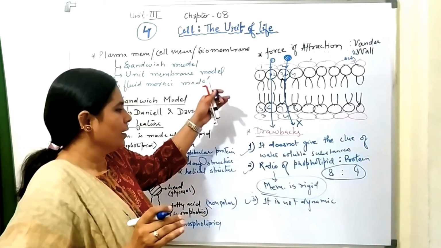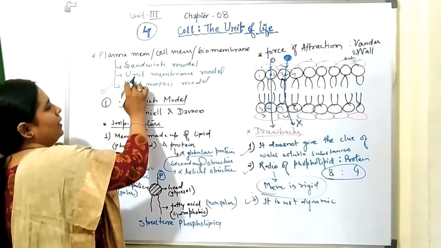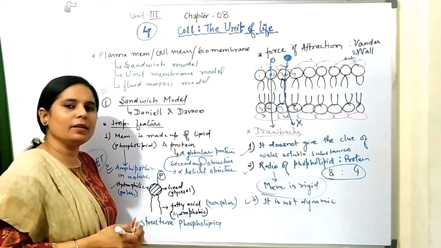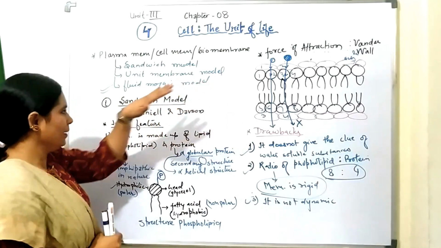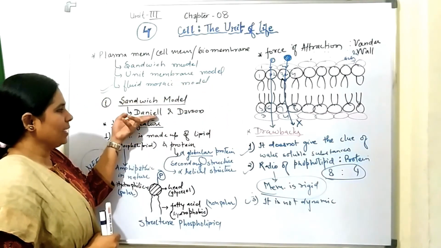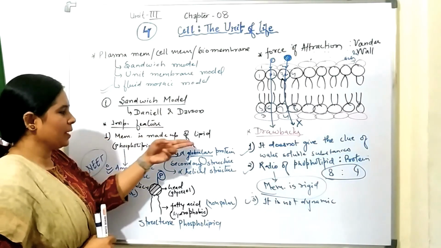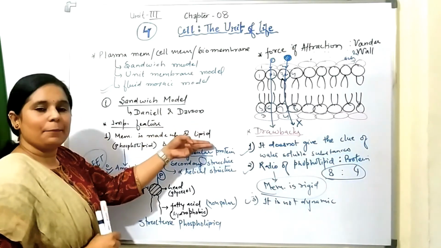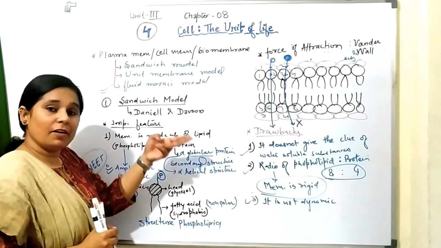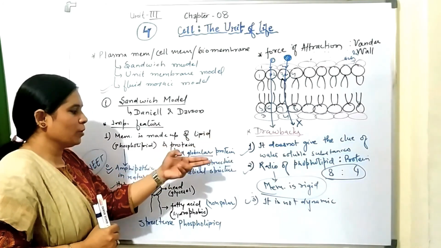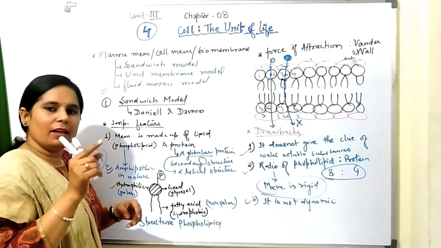Because of that, it was rejected, and the next model that came was the unit membrane model, which we will discuss in the next lecture. So till now, what we have read is that the sandwich model was given by Danielli and Davson. The important feature was that the membrane is made up of protein and lipid, specially phospholipid. The protein is alpha globular protein. Globular protein is the secondary structure of the protein, and alpha is the alpha helical structure.